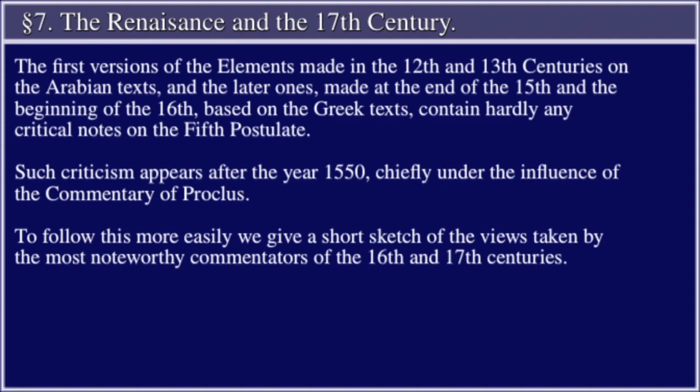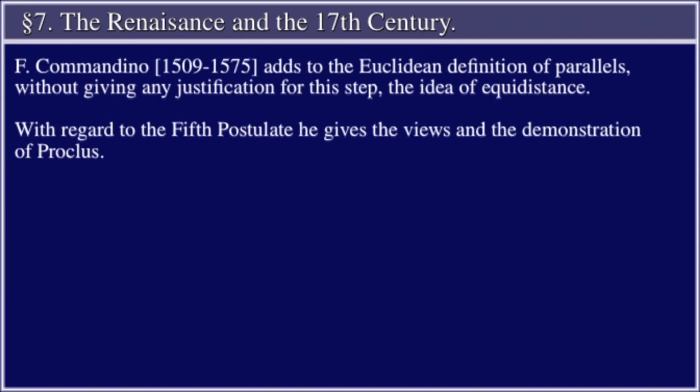To follow this more easily, we give a short sketch of the views taken by the most noteworthy commentators of the 16th and 17th centuries. F. Commandino, 1509 to 1575, adds to the Euclidean definition of parallels, without giving any justification for his step, the idea of equidistance. With regard to the fifth postulate, he gives the view and the demonstration of Proclus.